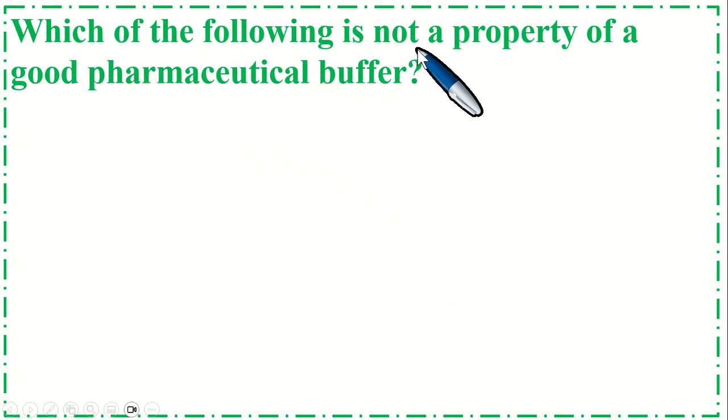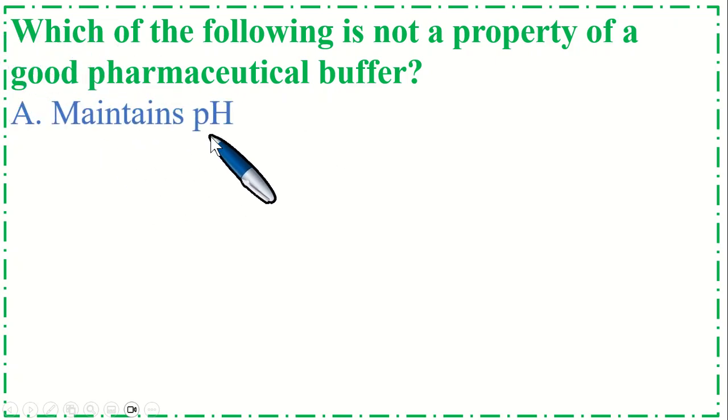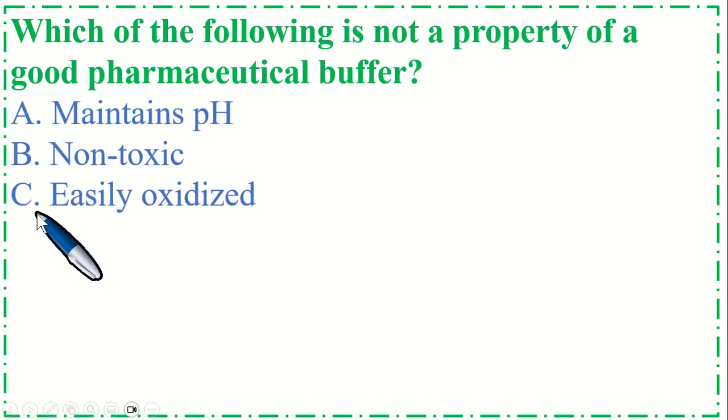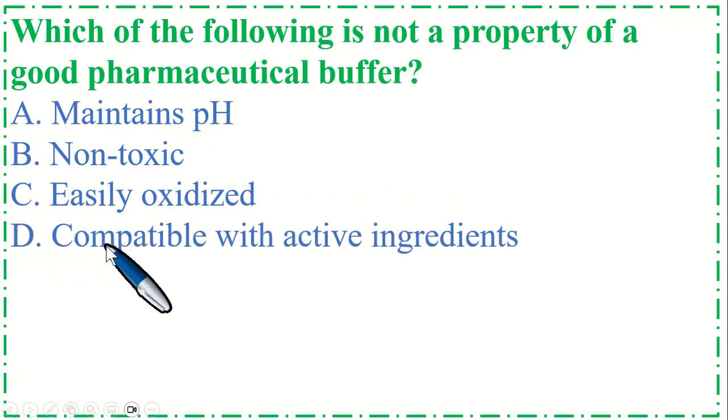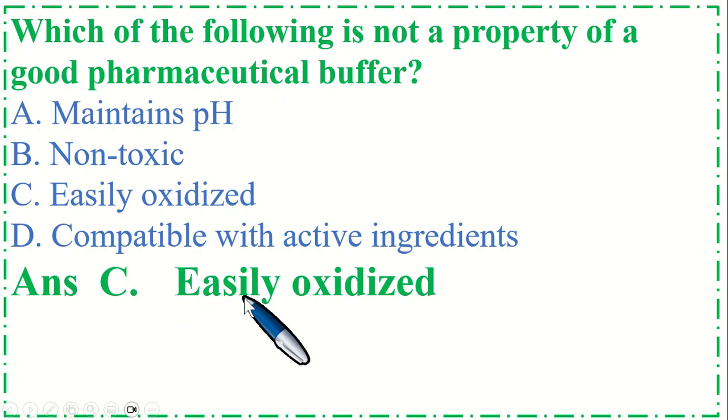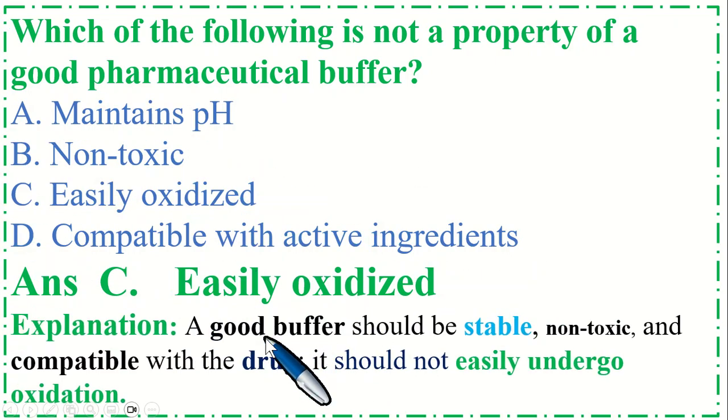Which of the following is not a property of a good pharmaceutical buffer? Option A, maintains pH, B, non-toxic, C, easily oxidized, and option D, compatible with active ingredients. So the correct option is C, easily oxidized. A good buffer should be stable, non-toxic, and compatible with the drug. It should not easily undergo oxidation.